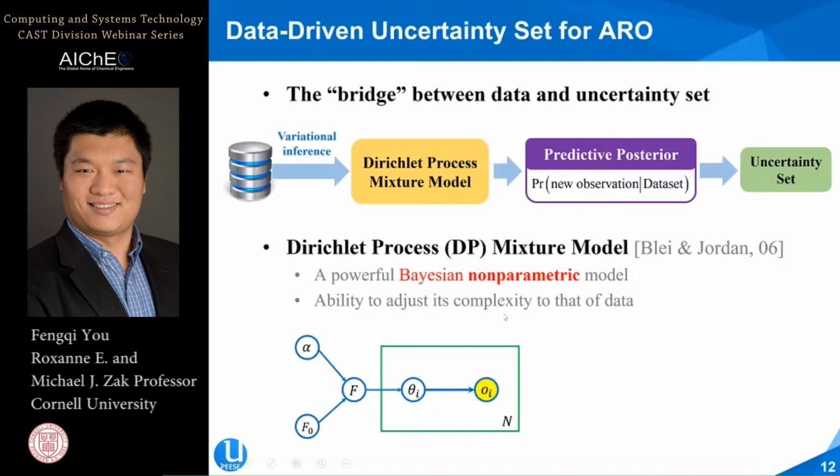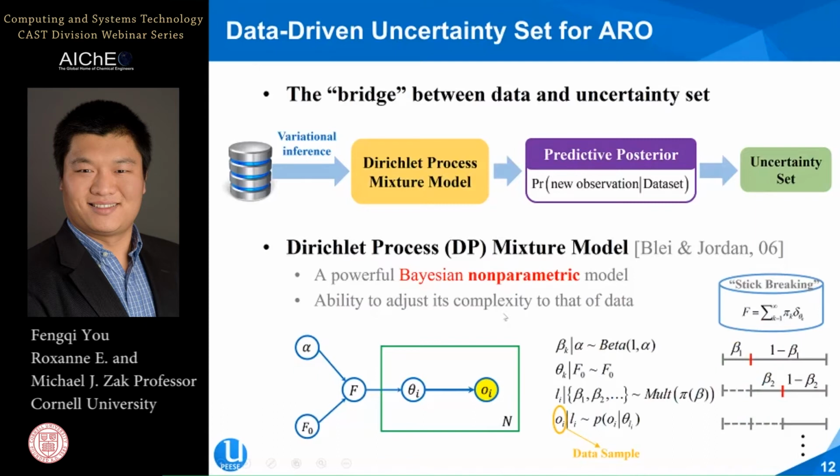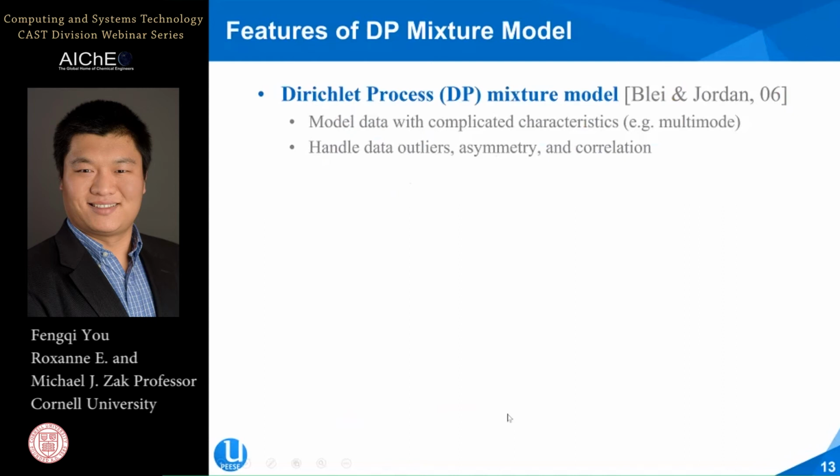And the main idea of adjusting complexity is through this kind of stick breaking approach, essentially trying to determine the number of components needed based on the data. And that's why in the end you can see in this graphical model, we do have an n dimension here. Okay? So this sounds a little bit abstract. So let me give you a very specific example here about the Dirichlet process mixture model.